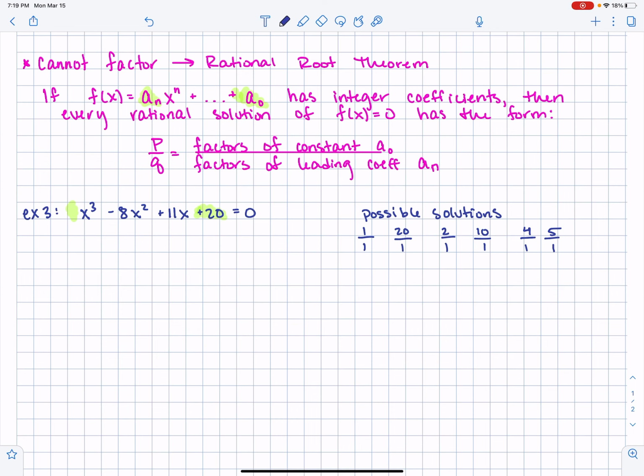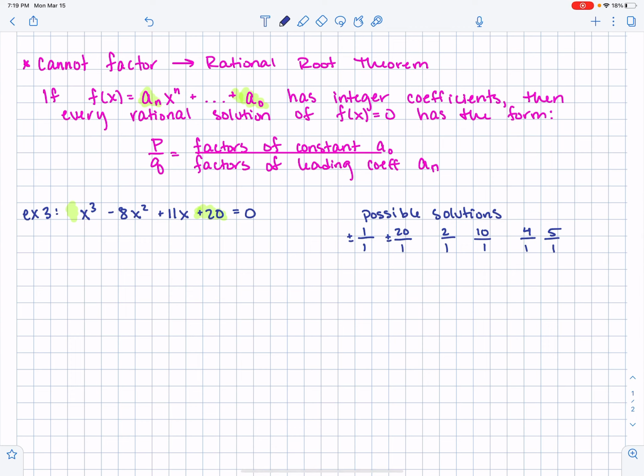Now, here's the tricky part: you can have either positives or negatives on these, because you can multiply negative 20 by negative 1 and still get a factor of 20. So don't forget those negatives and positives. These are all possible solutions. Are they all solutions? No, but they are all possible. To check them, we're going to use synthetic division, and we know that if we have a remainder of 0, then yes, it's a factor. Let's start with 1.